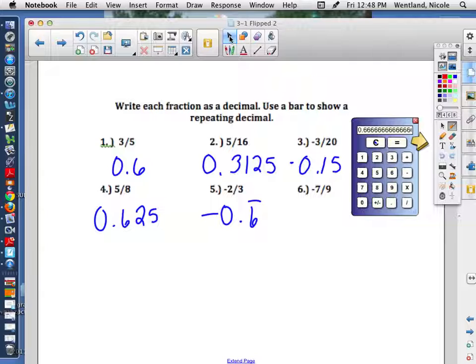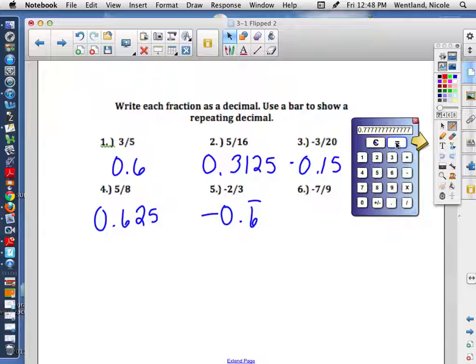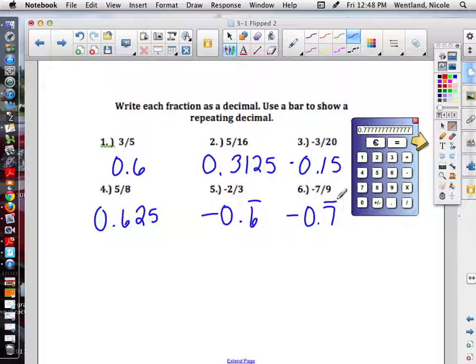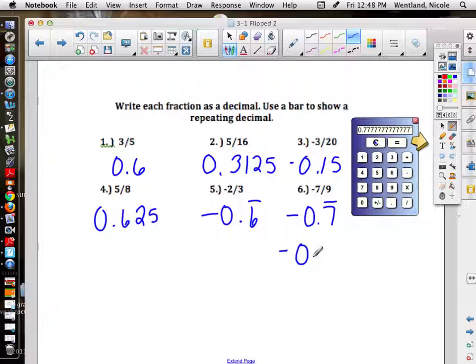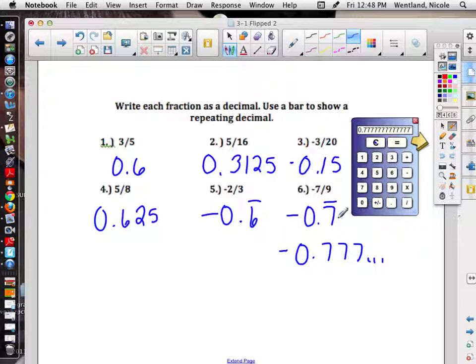Let's try 7/9. In my calculator, I do 7 divided by 9, and you're going to see I come up with 0.77777 repeating. So again, to write that as a decimal, I'd write negative 0.7, the line over it to show repeating. I could also write either of these as negative 0.777 with dots following it, but the best way and most simplified way to write it is with simply the bar notation.